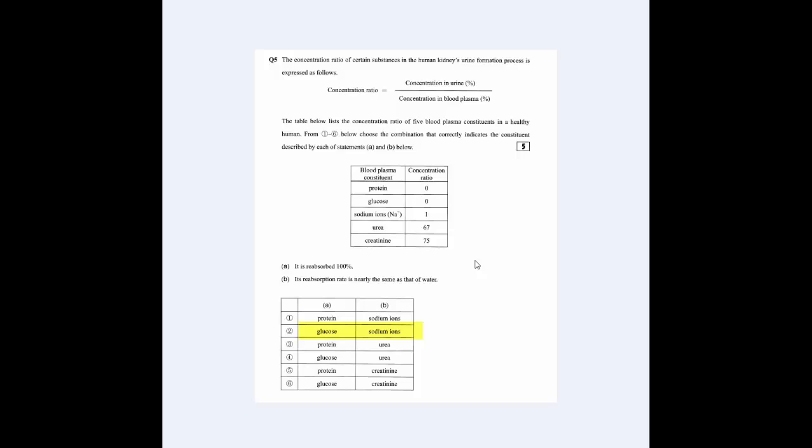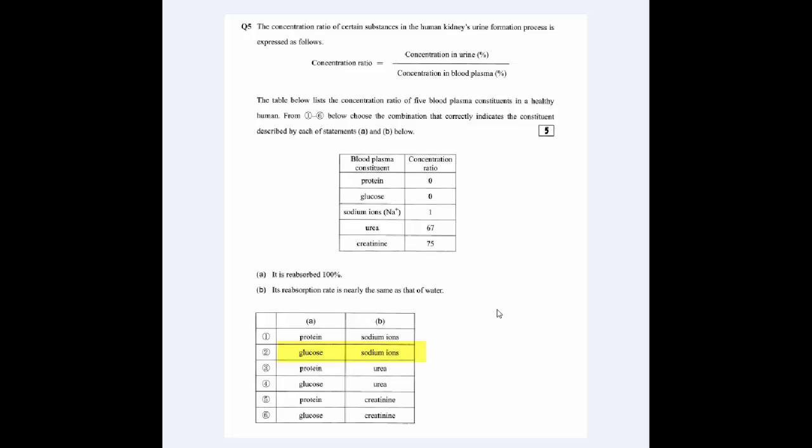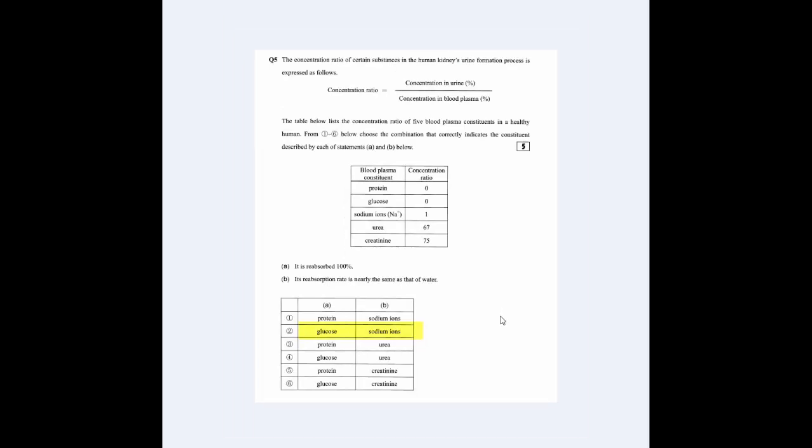A. It is reabsorbed 100%. B. Its reabsorption rate is nearly the same as that of water. And the answer is 2. A, glucose, is reabsorbed 100%. And B, sodium ions, its reabsorption rate is nearly the same as that of water.